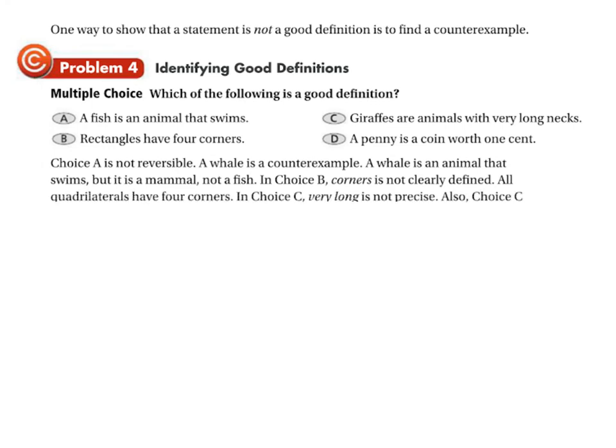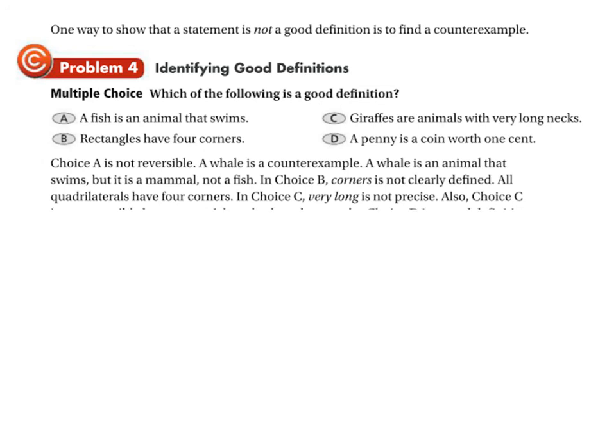Choice C, giraffes are animals with very long necks. Very long is not precise. I had a friend who had a very long neck compared to normal people. Does that make them a giraffe? You decide. Now, also choice C is not reversible because you could say animals with very long necks are giraffes, and that's not true, okay?